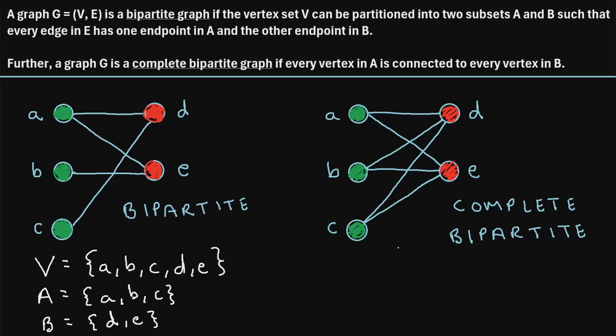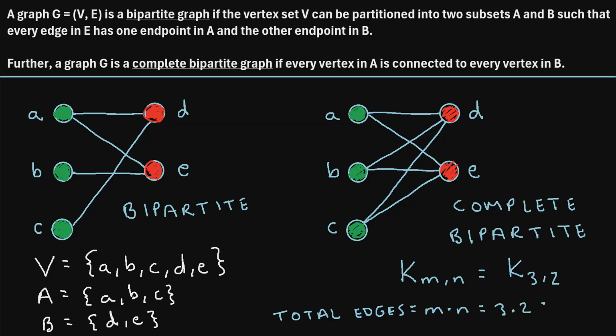Now, when we have a complete bipartite graph like this, we label it as K, so capital K, sub M, comma N, where M is the number of vertices in the first subset. So in this case, this first subset has 3 vertices. We would write K sub 3, and N is the number of vertices in the second subset, which in this case has 2 vertices. And one cool property about a complete bipartite graph is that the total number of edges will be equal to m times n. So in this case, that would be 3 times 2, which is 6.